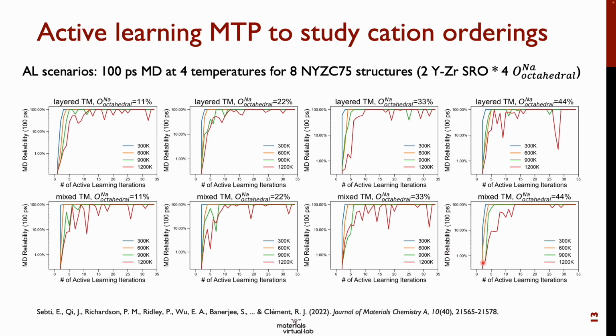And you can see that after 32 iterations, all the molecular dynamics simulations for 100 picoseconds can complete without any newly emerged snapshots that are detected to have extrapolation behavior. So in other words, the MTP can perform reliable simulation for 100 picoseconds for all those temperatures and structures after 32 active learning iterations.